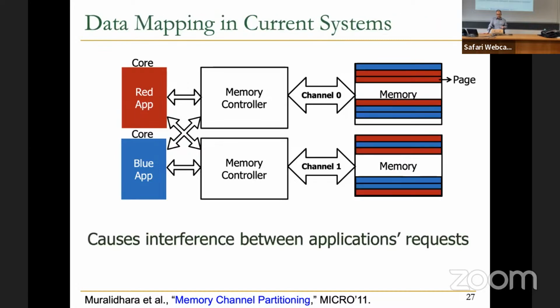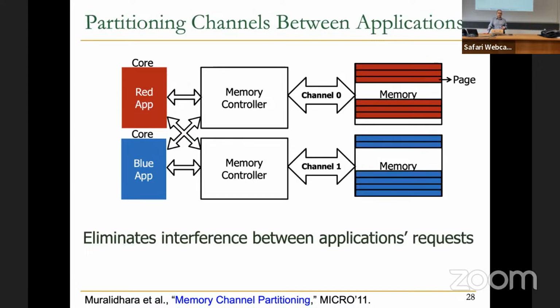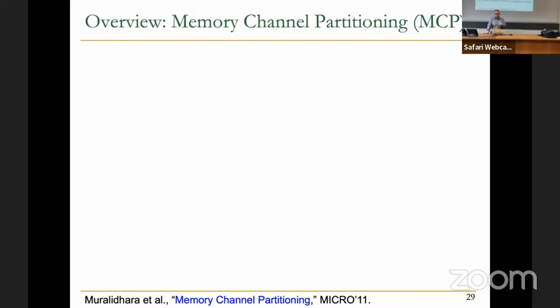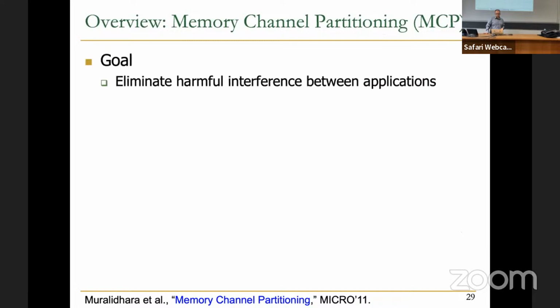So this can cause interference between applications' requests, right? One way to handle it is to do channel partitioning. You send all the requests from the red application to channel 0 and all requests from the blue application, for example, to channel 1. And this can eliminate interference between applications' requests. So in memory channel partitioning, our goal is to eliminate harmful interference between applications.